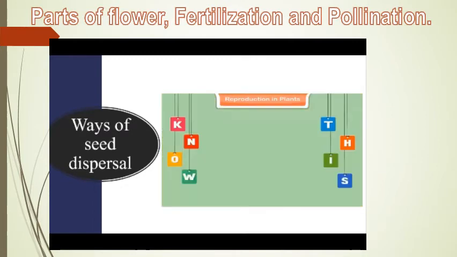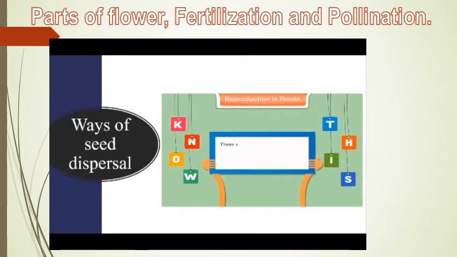Know this, there are nearly 380,000 different kinds of plants on the earth. They are found everywhere except places which are completely dark and dry.